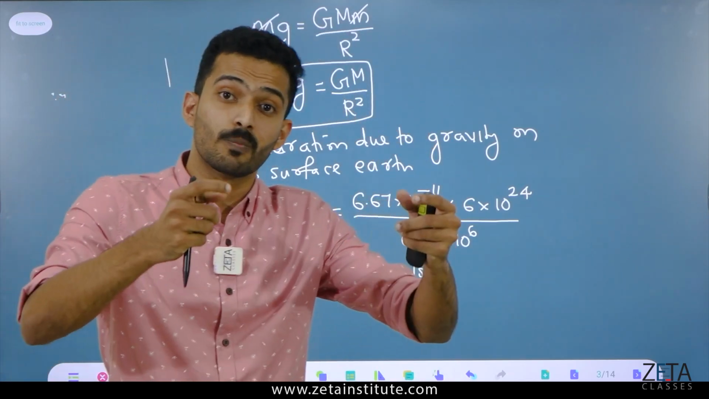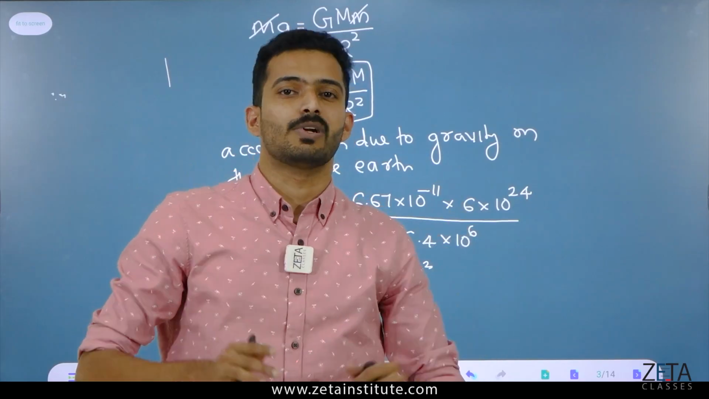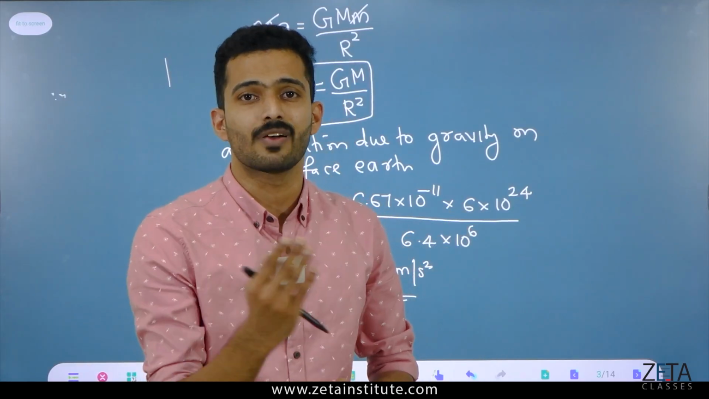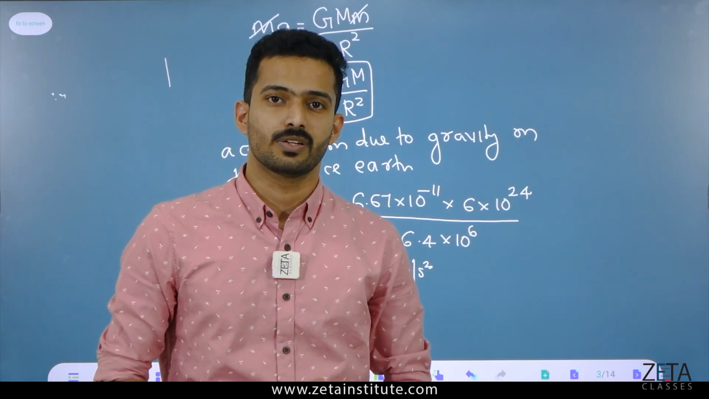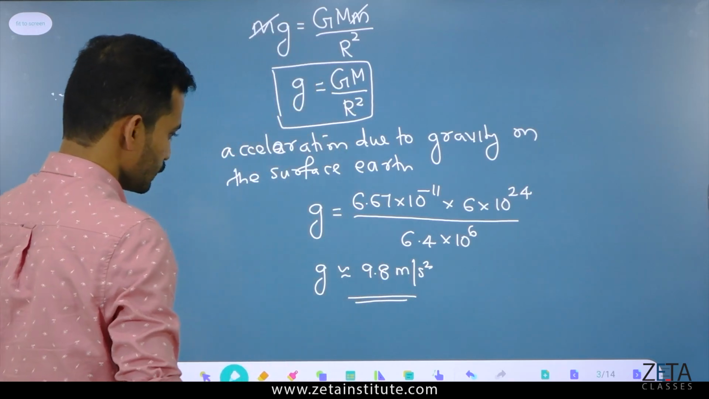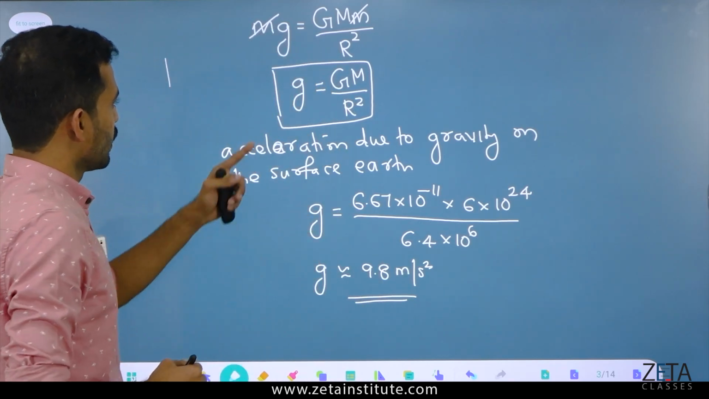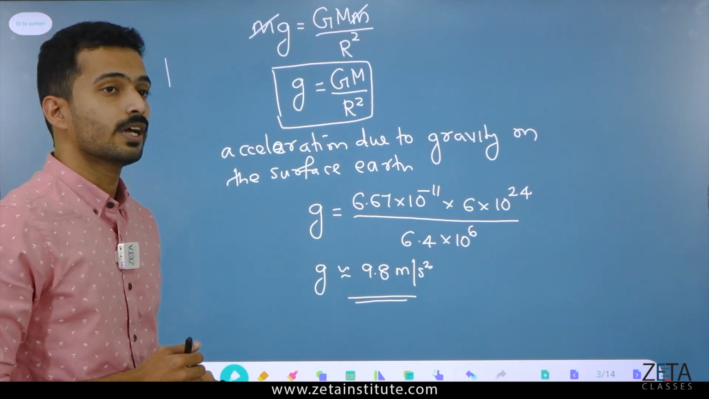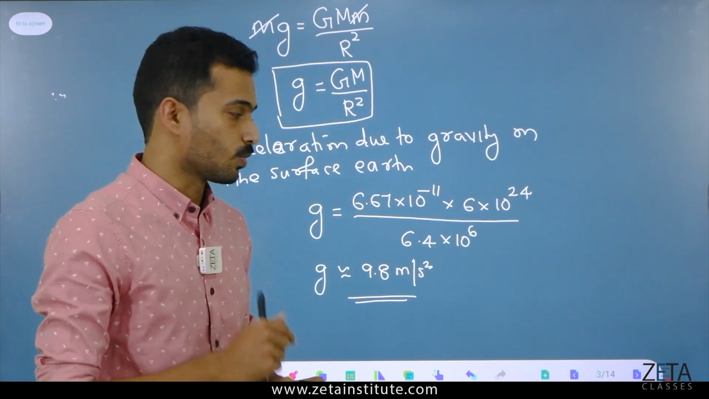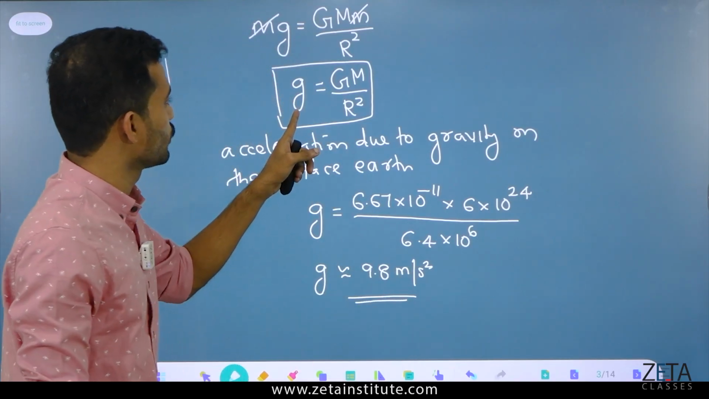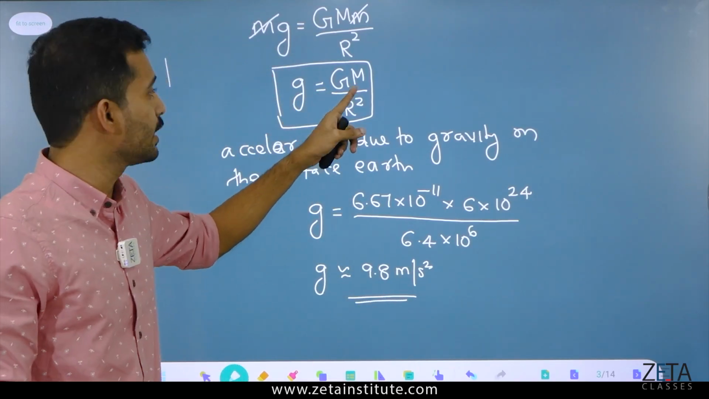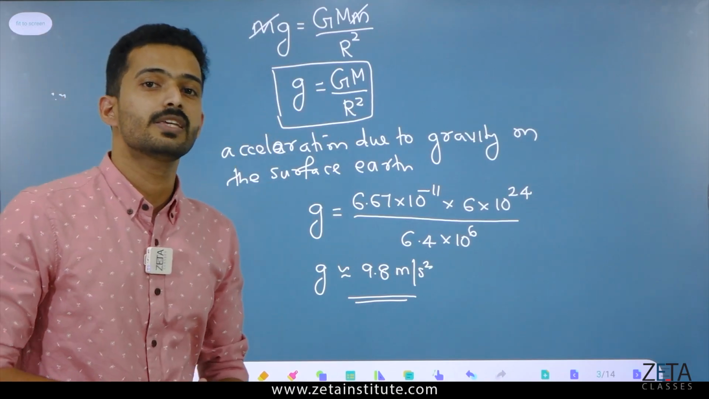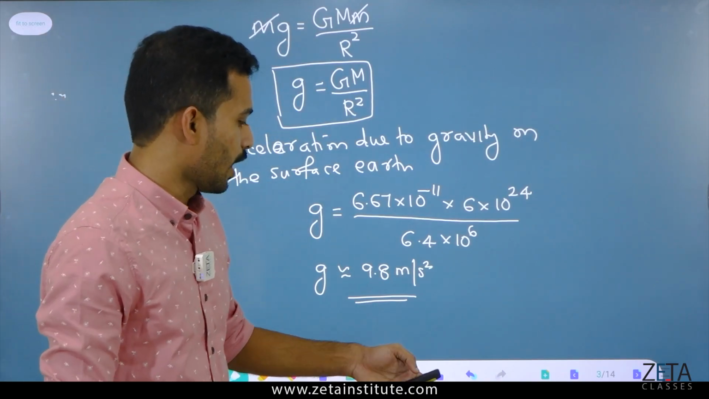So both objects reach the ground simultaneously because both have the same acceleration. Then we can say that the acceleration due to gravity is independent of the mass of the object. So the equation to calculate acceleration due to gravity in terms of mass is given by g is equal to GM divided by R square.